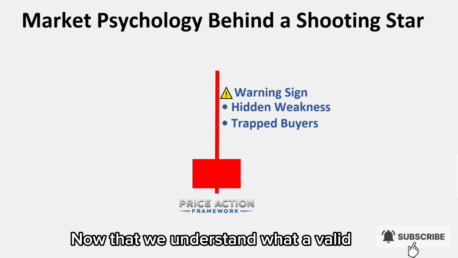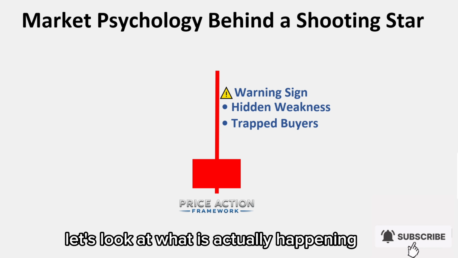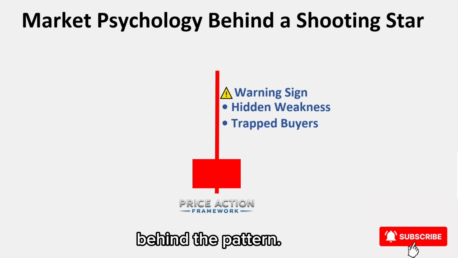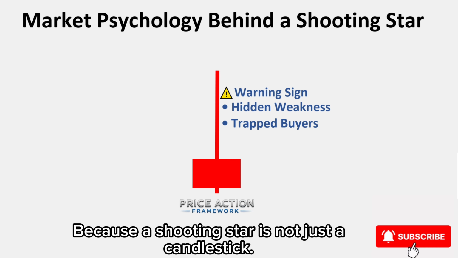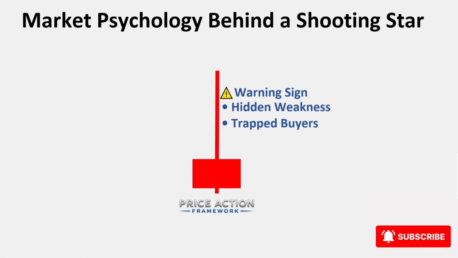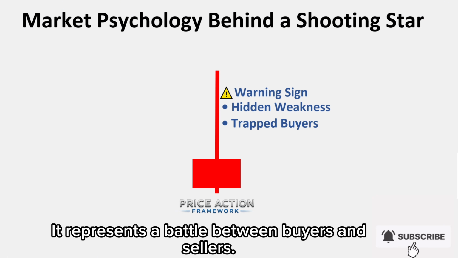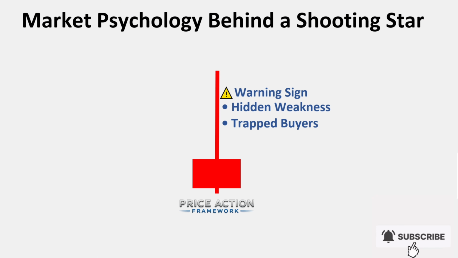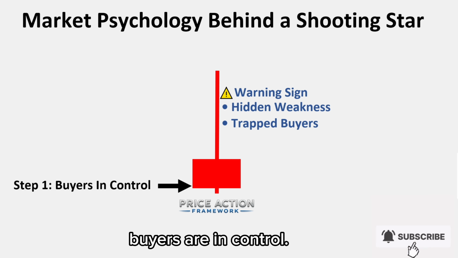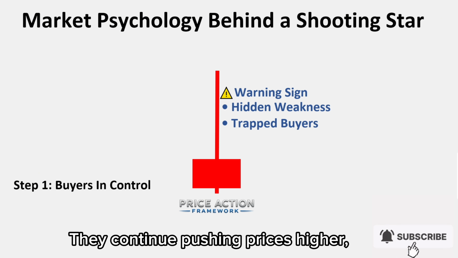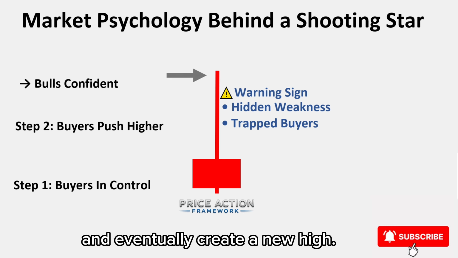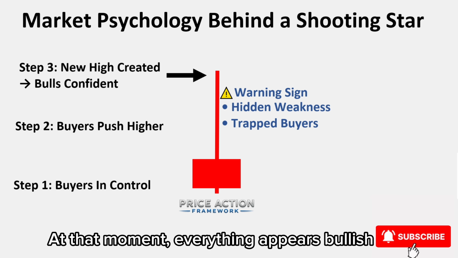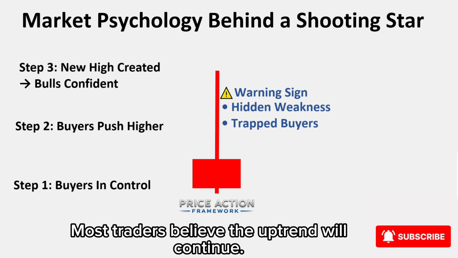Now that we understand what a valid shooting star looks like, let's look at what is actually happening behind the pattern. Because a shooting star is not just a candlestick. It represents a battle between buyers and sellers. At the beginning of the session, buyers are in control. They continue pushing prices higher and eventually create a new high. At that moment, everything appears bullish. Many traders believe the uptrend will continue.